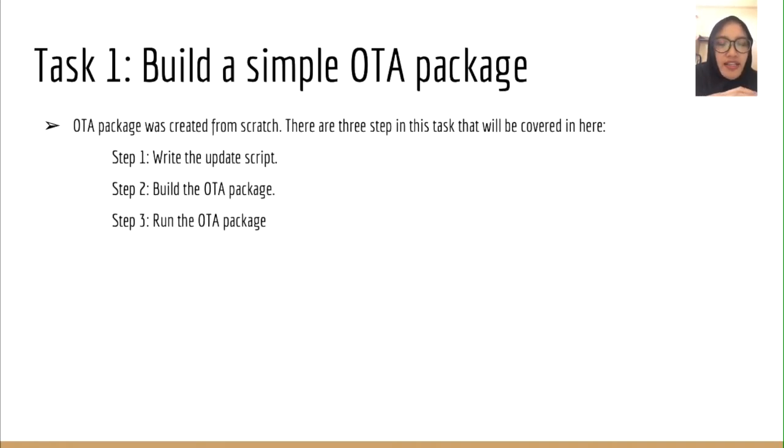The first step is to write the update script. In the recovery OS, the first OTA file that will be executed is the update binary file. In this task, update-binary and dummy.sh were created. The purpose of the update binary is to inject dummy.sh into the Android OS.